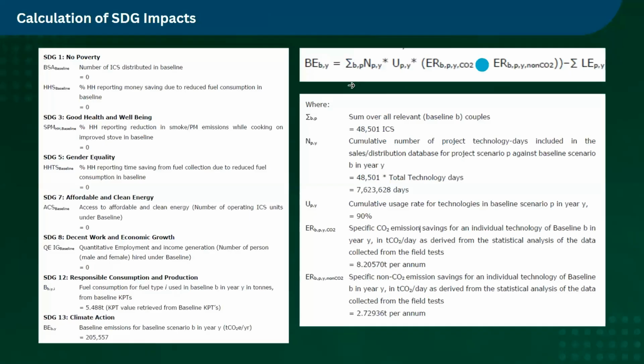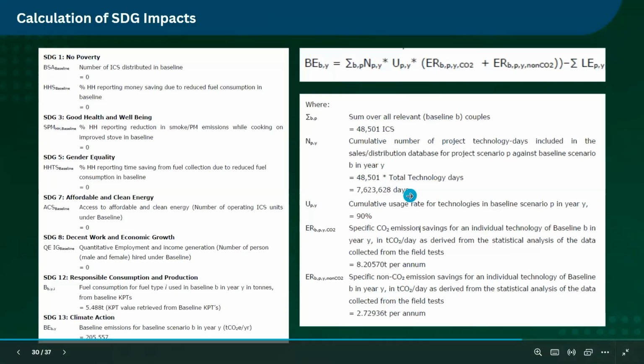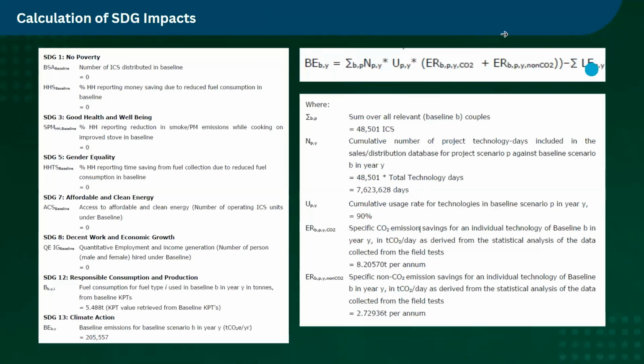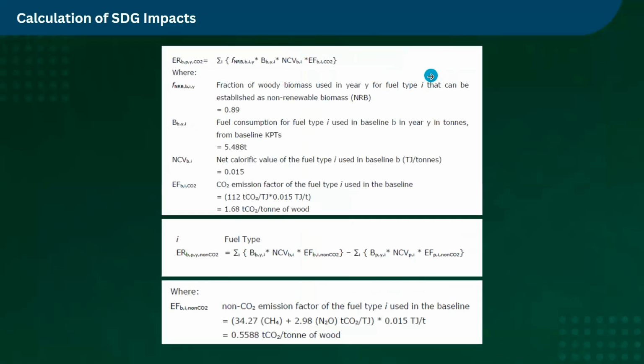And so this is over all the couples, like the cookstoves we've used, only 48,000. And then over total technology days, you multiply that over total technology days, how much is the usage rate? Is 90%. Okay. And then this is nothing but your non-CO2 and CO2 emission. Okay. And basically you do this, and then you sum it up, and then there is no leakage. And that's how you calculate the baseline emission.